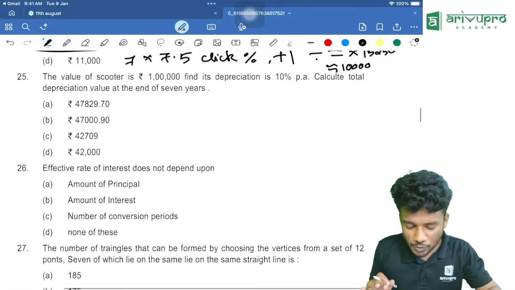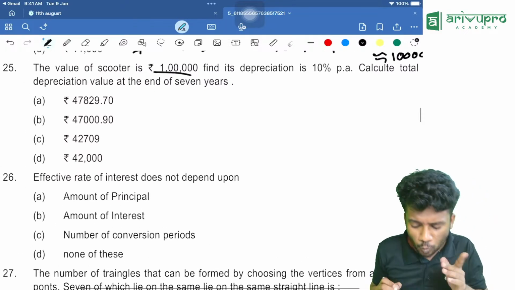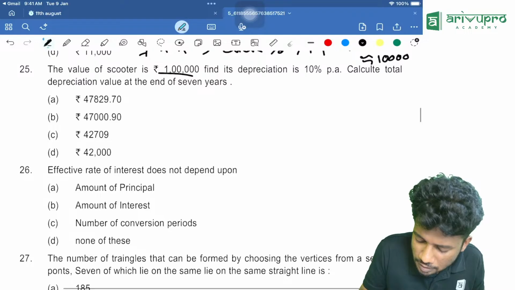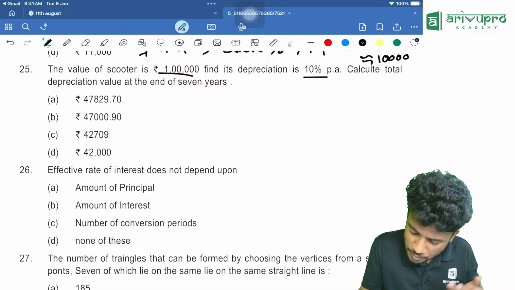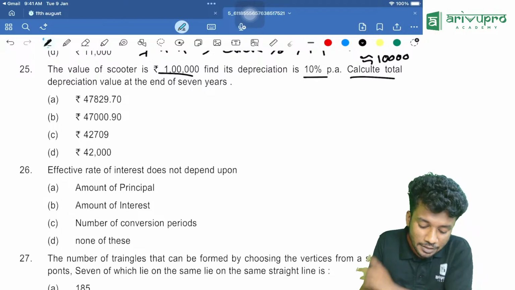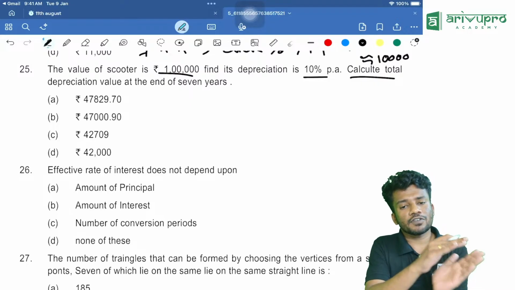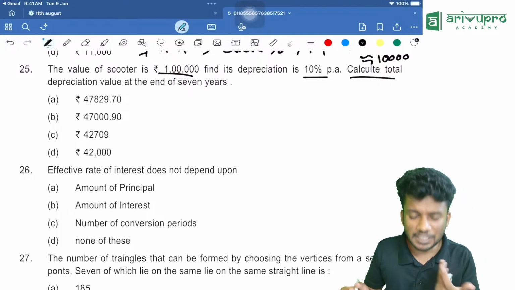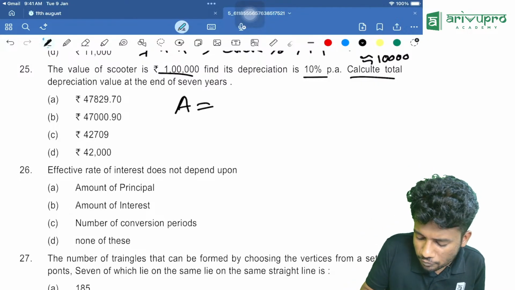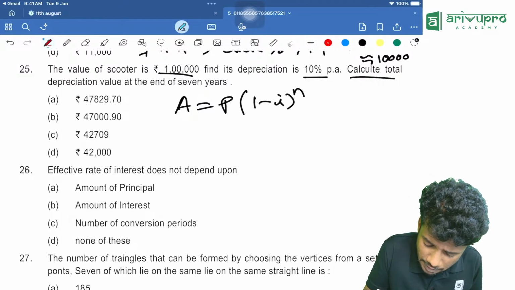Now, next question, a direct question, depreciation based question. The value of a scooter is 1 lakh. Its depreciation is 10% per annum. Calculate the depreciated value at the end of 7 years. So we need to find the depreciated value or the scrap value. So A is equal to what? The formula here: P into (1 minus I) the whole raised to n. A we need to find.